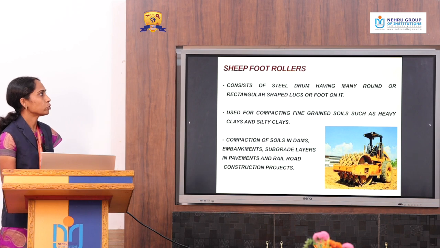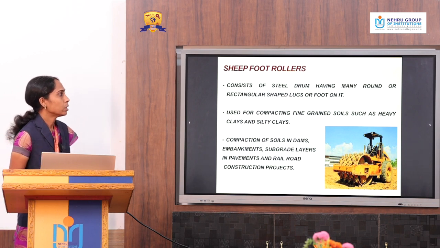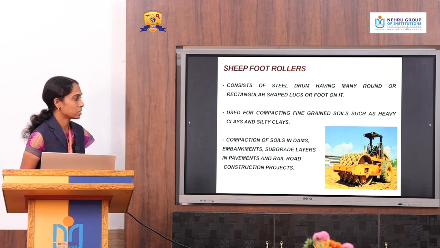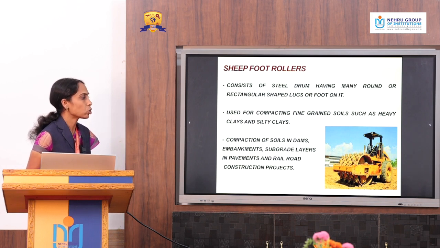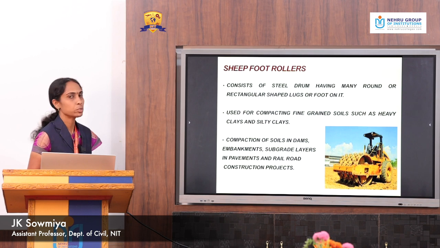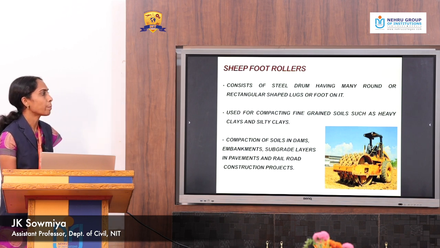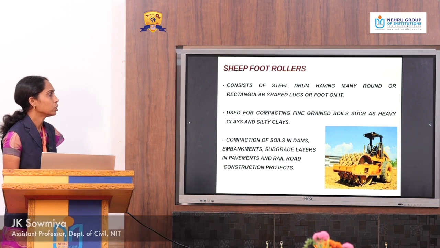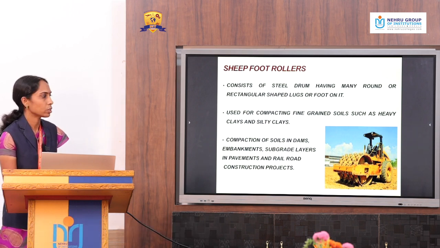And next one is the sheep foot rollers. It consists of a steel drum, with round, rectangular or lugs projections. In the steel drum we can see the impression of the sheep foot, so that is the name, sheep foot rollers. It is used for compacting fine grained soils such as heavy clays and silty clays. So mainly it is used for cohesive soil.